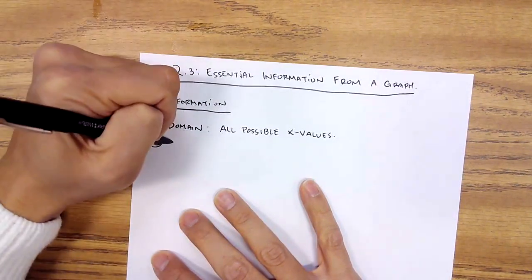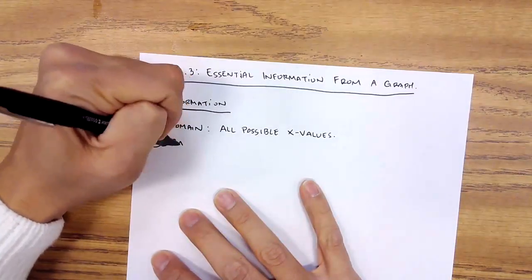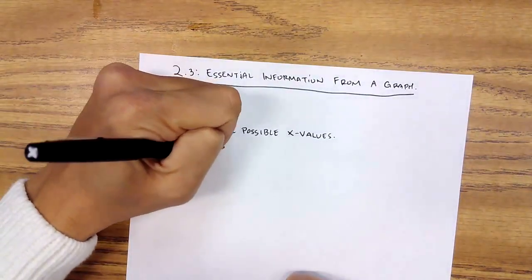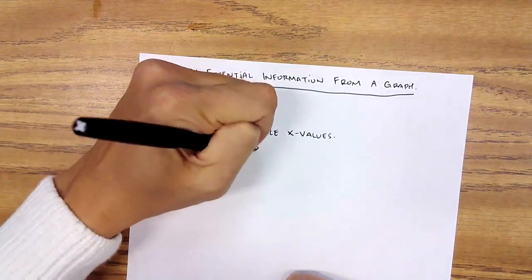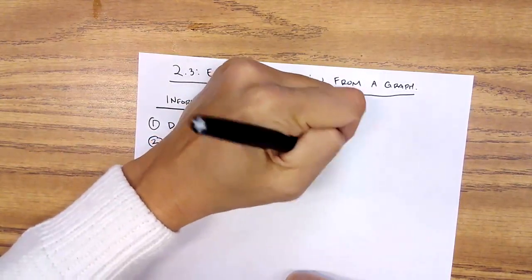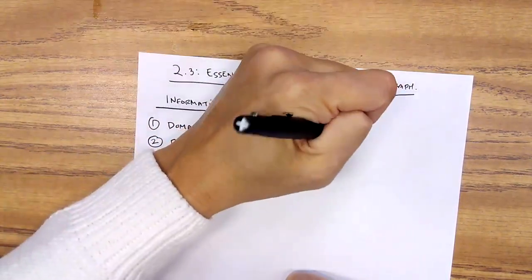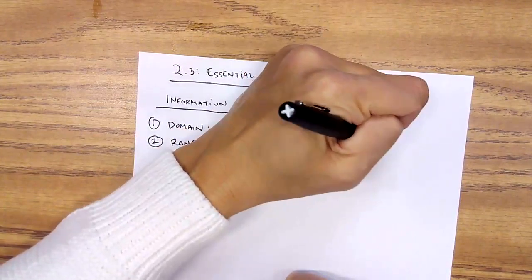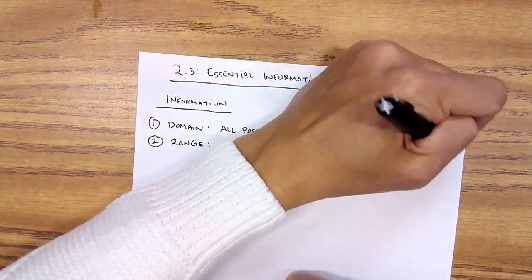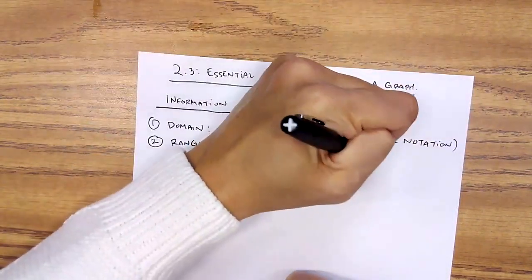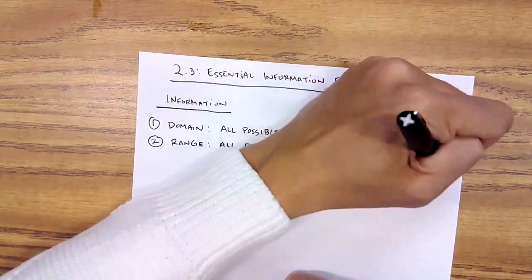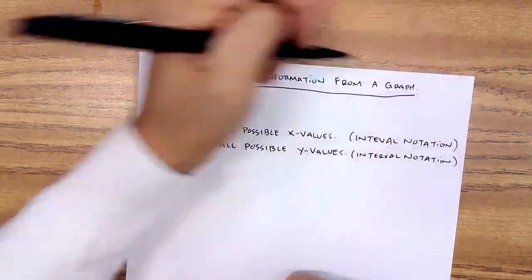The second thing that goes with domain is range. Your range is all possible y values. And how we're going to represent that is interval notation. Okay. All right.